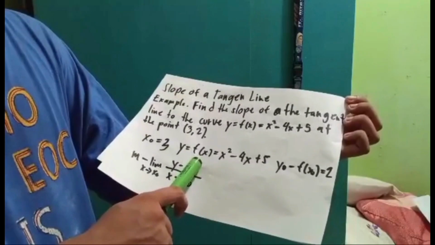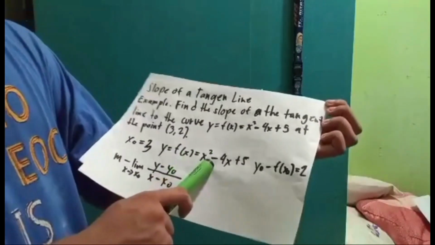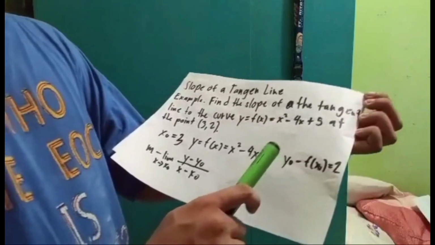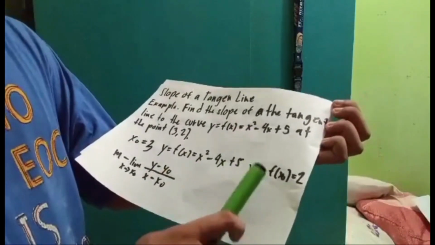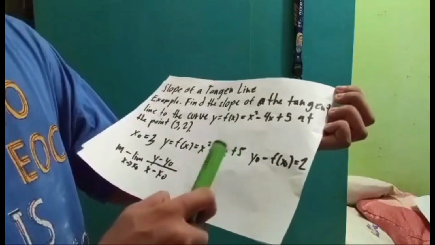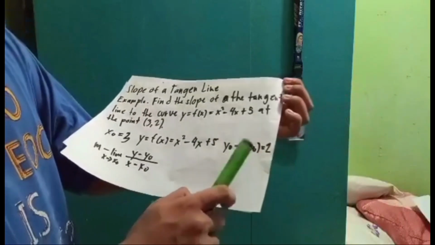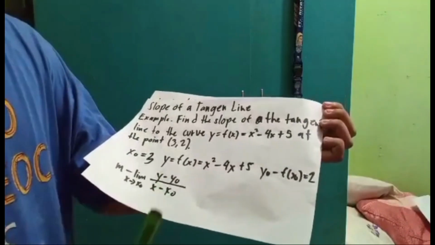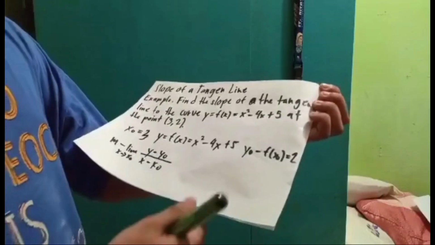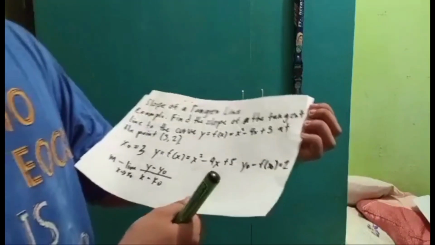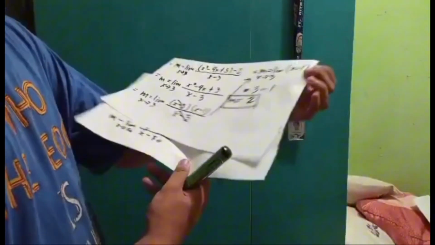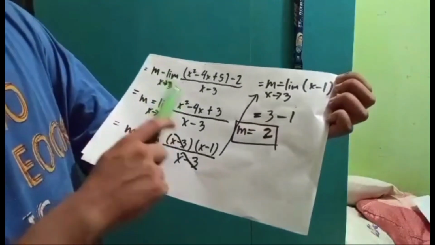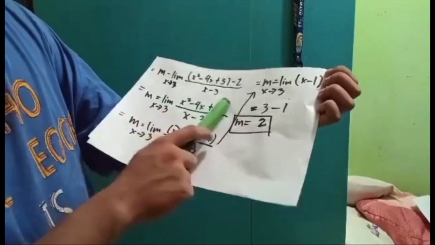Our function f of x is x squared minus 4x plus 5, and y naught, or y sub 0, which is f of x, is 2. Then we will use this formula to find our slope. And we will do each step for solving this problem. First, we substitute our function and y naught into the formula.